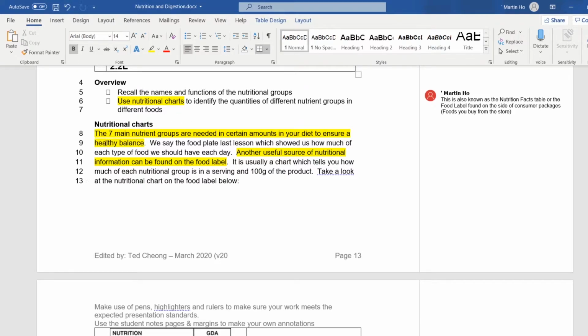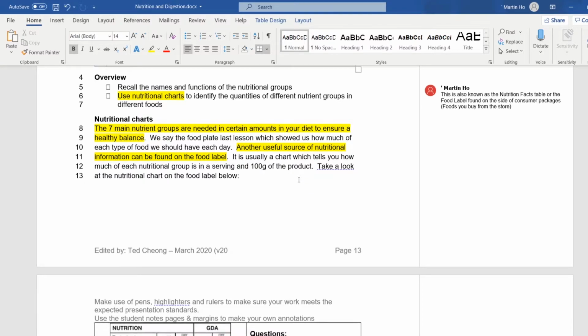Nutritional charts. The 7 main nutrient groups are needed in certain amounts in your diet to ensure a healthy balance. We saw the food plate last lesson, which showed us how much of each type of food we should have each day, or the food guide, would be a useful source of nutritional information and can be found on the food label. It is usually a chart which tells you how much of each nutritional group is in one serving or 100 grams of that product. So let's take a look at this nutritional chart below.